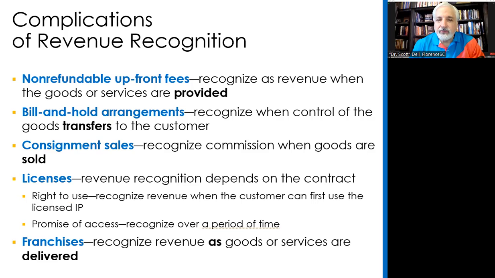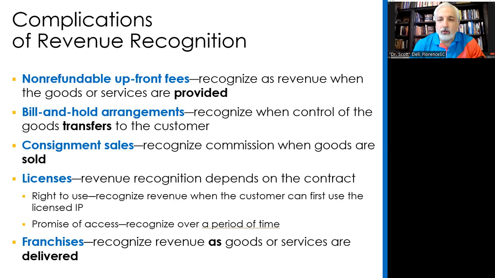Complications, we might have some non-refundable upfront fees. Well, when we get those fees, we actually recognize the revenue when goods and services are provided. Because if for some reason we don't provide the services or goods, those non-refundable fees may be at risk. Bill and hold arrangements. Who controls the goods? When do they transfer to the customer? Consignment sales, as previously mentioned.